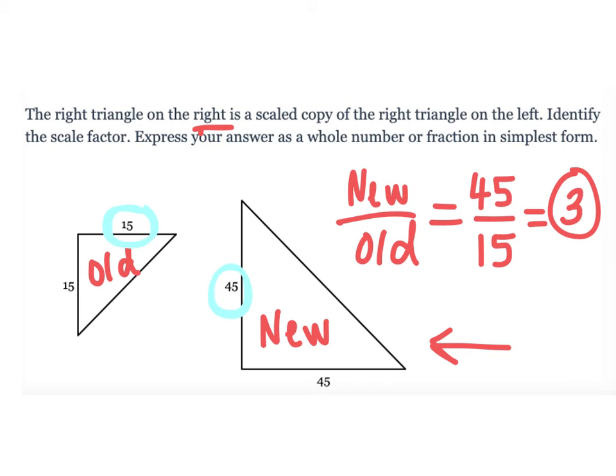And it says, yeah, we can express it as a whole number. So you can see it got bigger. That means that this figure got 3 times bigger.